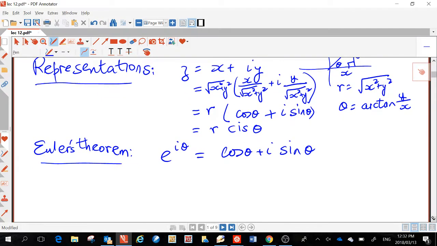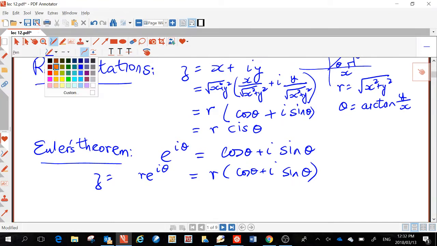Of course, if you invoke the radius r, z equals r e to the i theta, you can get r cos theta plus i sine theta, which then leads me to another important result in first year math, that is De Moivre's theorem.